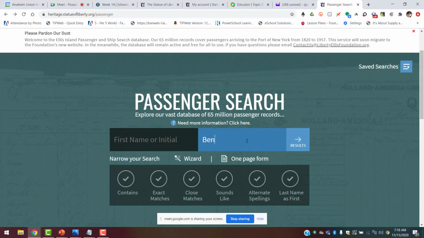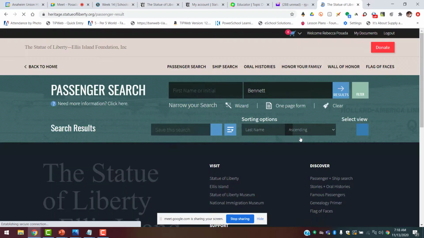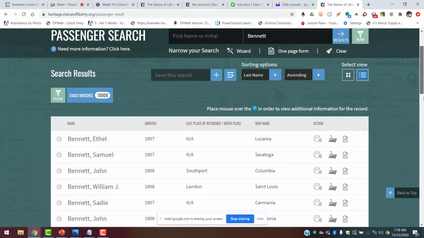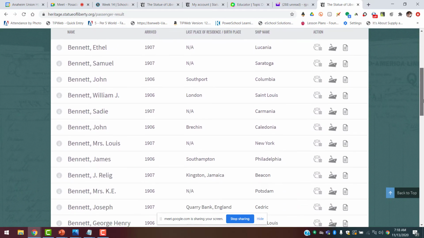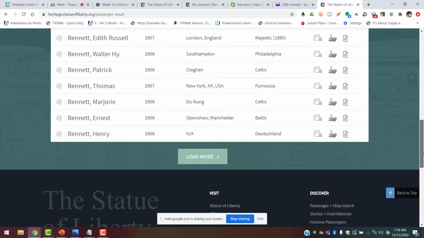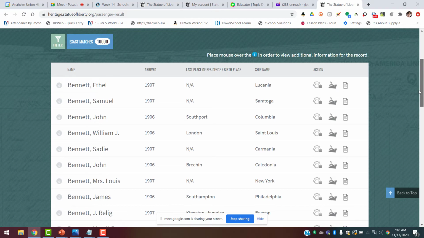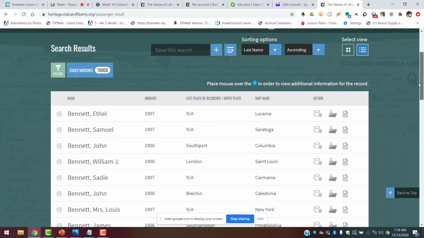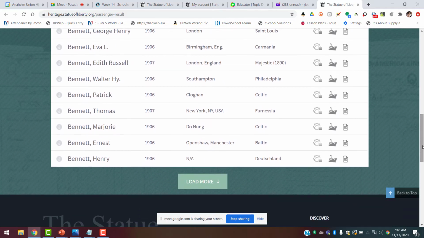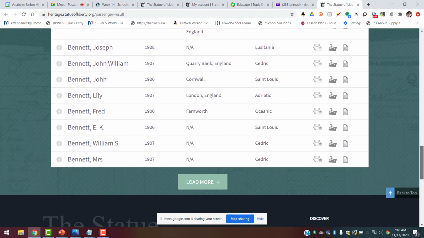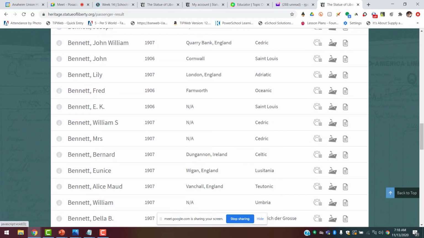This time I'm going to use my stepdad's last name, which was the name I became before I actually got married. So I was known growing up as two different names. And again, here's an entire list of individuals in the 1900s. Again, remember, you need to look for someone who came prior to the 1900s. And here, we have over 10,000 matches. So if I kept loading more, I would be able to find someone with the same last name who came here during the time period that I'm looking for.